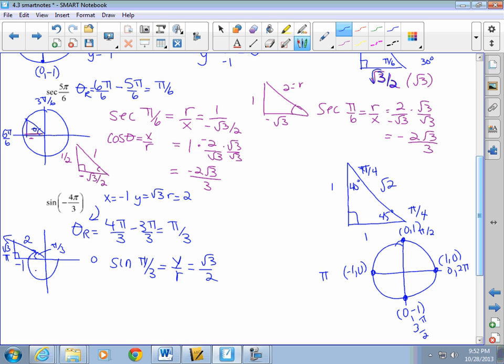Okay, so that's just a refresher from the stuff on the last section. So that's all. I took a little bit longer just doing a few extra explanations there.